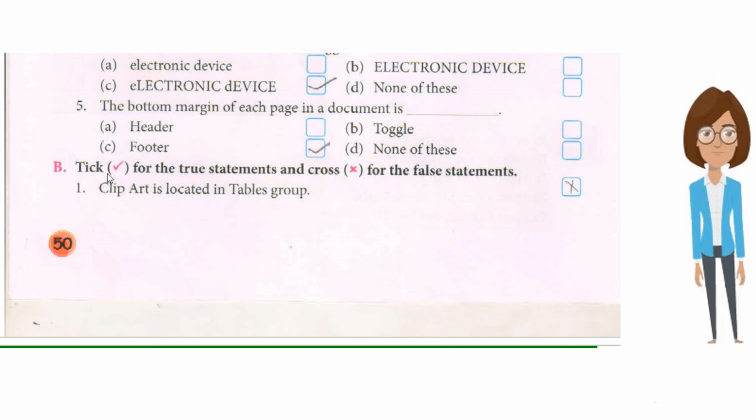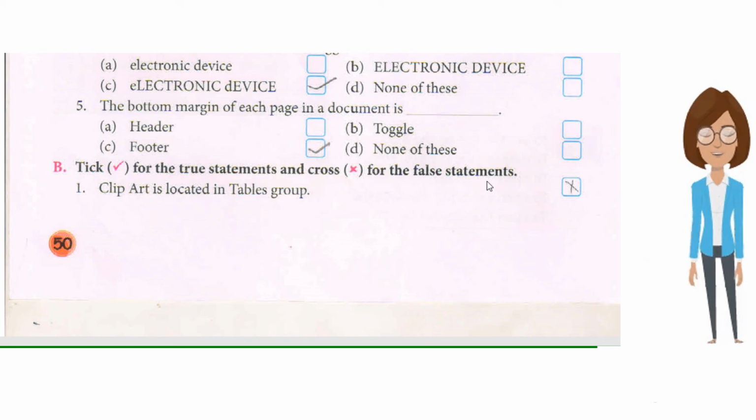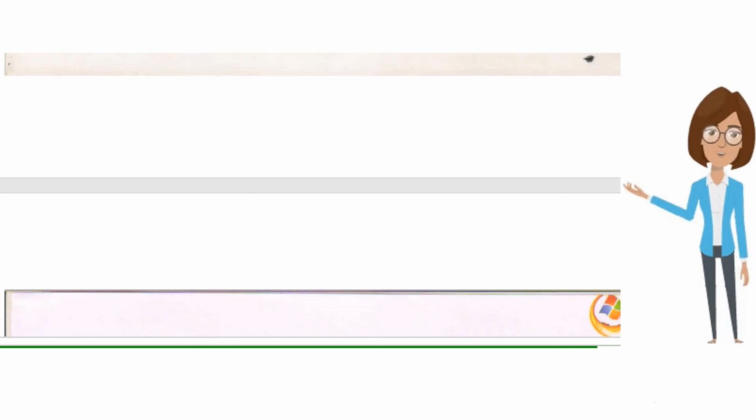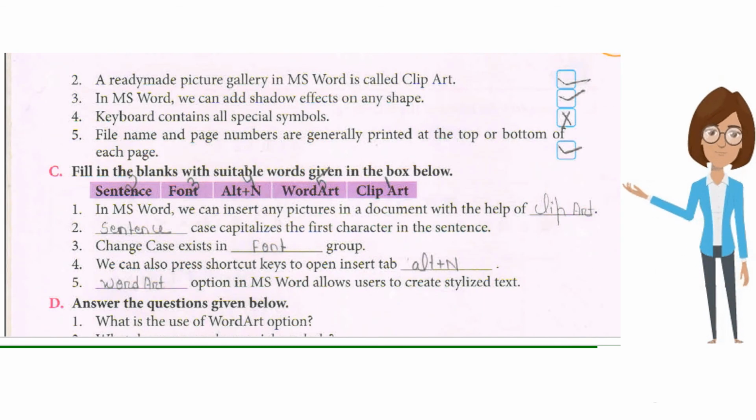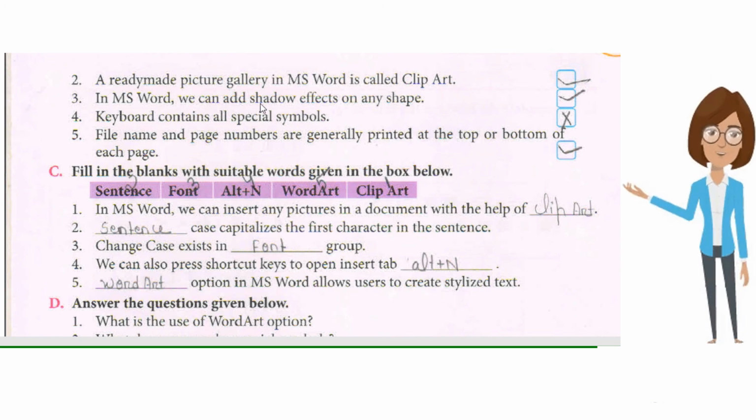B. Tick for the true statements and cross for the false statements. 1. Clip art is located in the tables group. False. 2. A ready-made picture gallery in MS Word is called clip art. True. Tick. 3. In MS Word, we can add shadow effects on any shape. Tick. True.